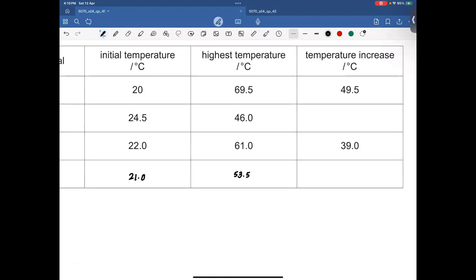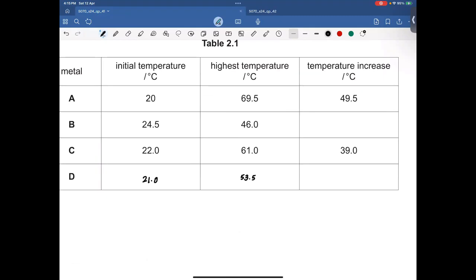All right. Let me take out the difference of both initial and highest temperature. 46 minus 24.5 is, oh my God, so it's going to be 21.5. All right. And 53.5 minus 21 is going to be 32.5.